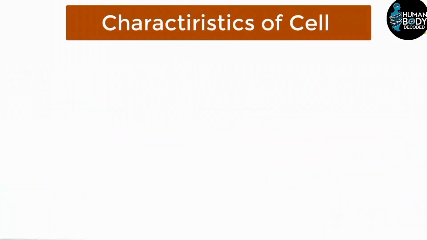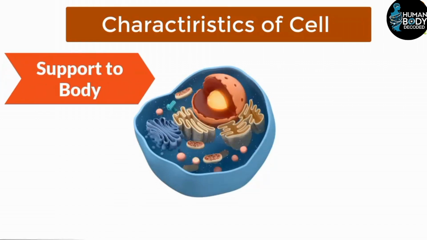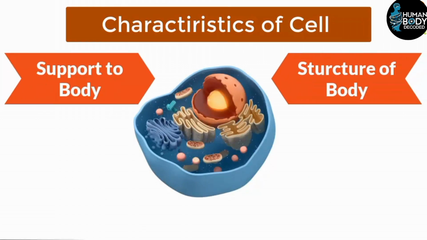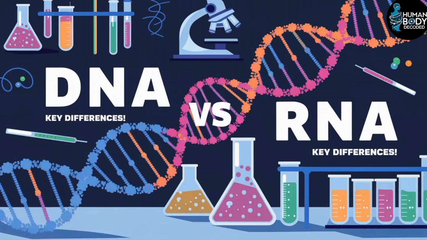Now, let's discuss the characteristics of a cell. A cell provides support on one side and, on the other hand, it provides structure to the body. All living organisms, regardless of their type, are made up of cells, which means the cell plays a role in giving structure and support. Inside the cell is the nucleus. This nucleus contains hereditary information in the form of DNA. I have created a detailed lecture on DNA and RNA. You can watch my lecture by visiting my channel.